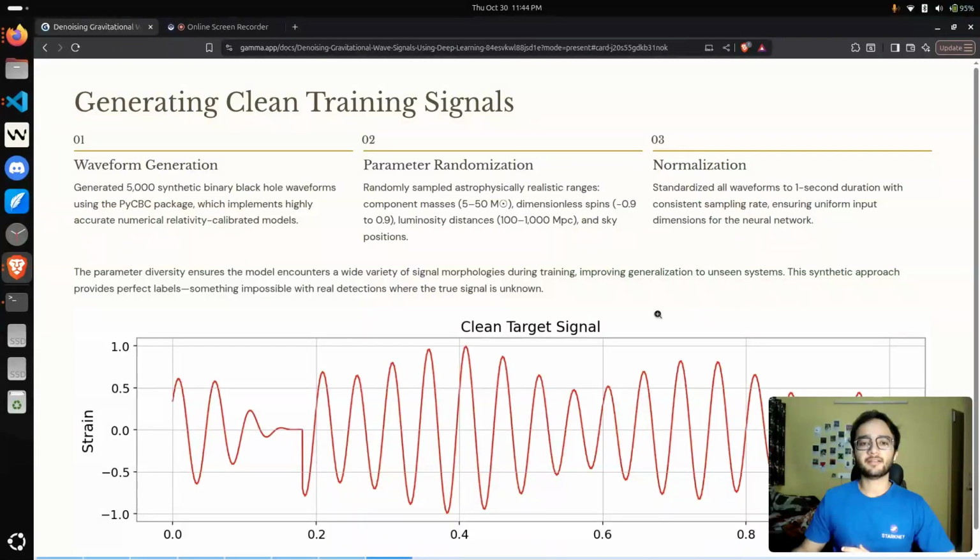I randomized the parameters, taking different masses for the objects, different spins, and different positions of the source. Then I normalized all the values to the 1 second duration that is consistent with the detector sampling rate, making sure that the inputs are uniform and the dimensions are the same. This parameter diversity ensures that the model encounters a hugely diverse amount of data and can correctly predict on actual detectors. This is one of the examples of the clean target signals that I produced.